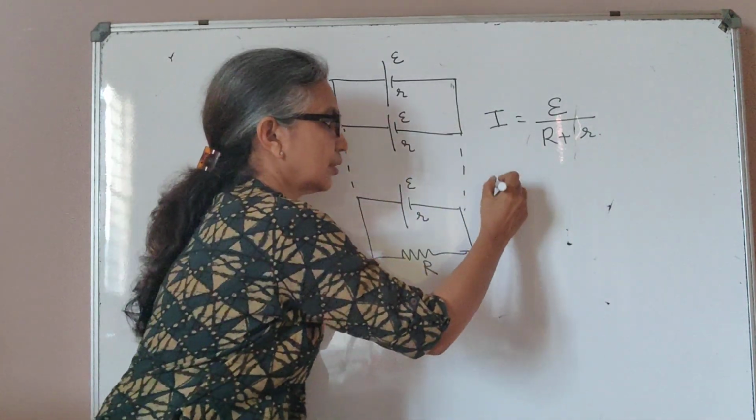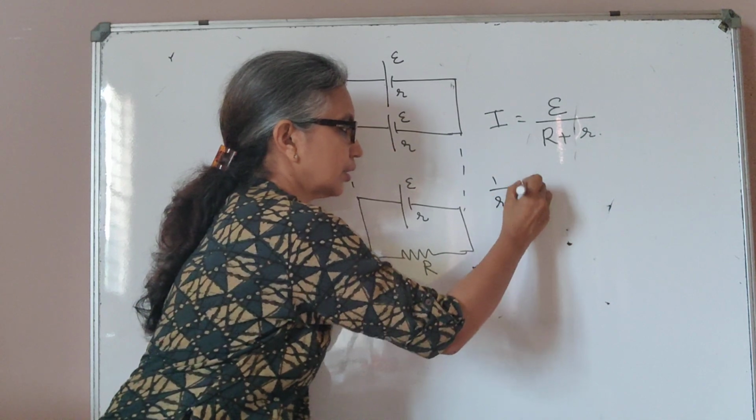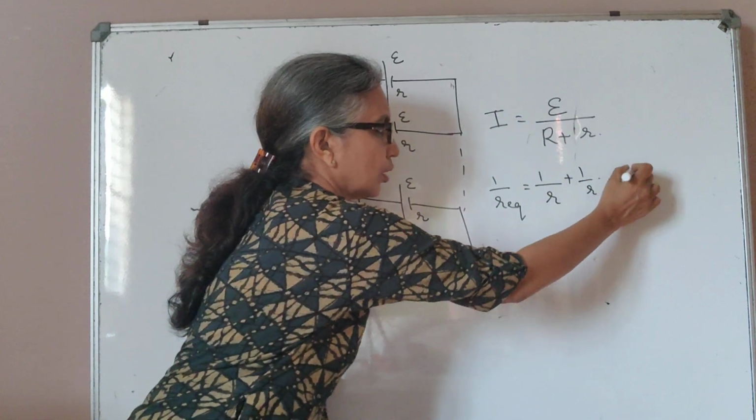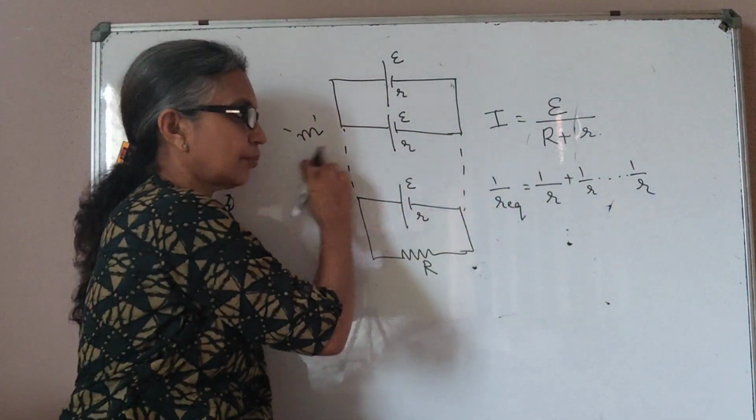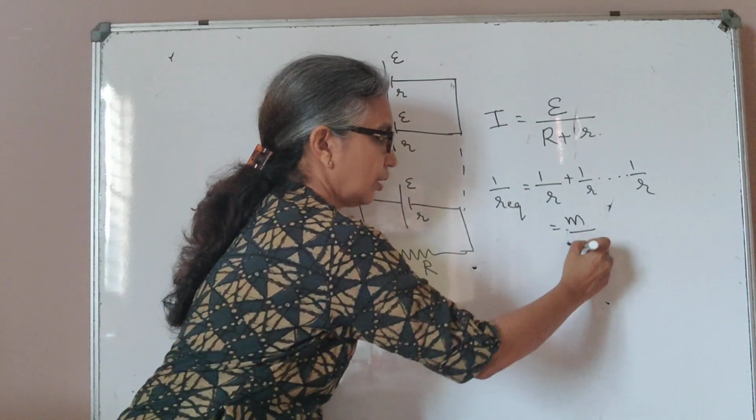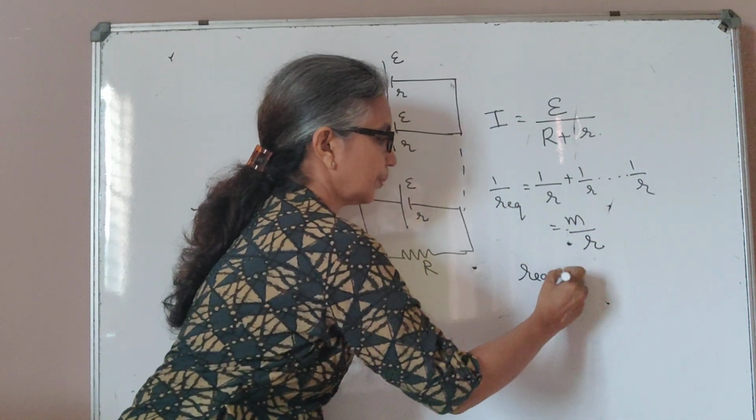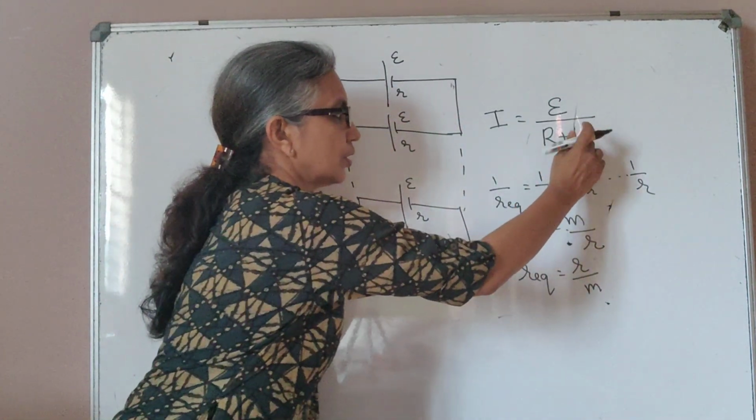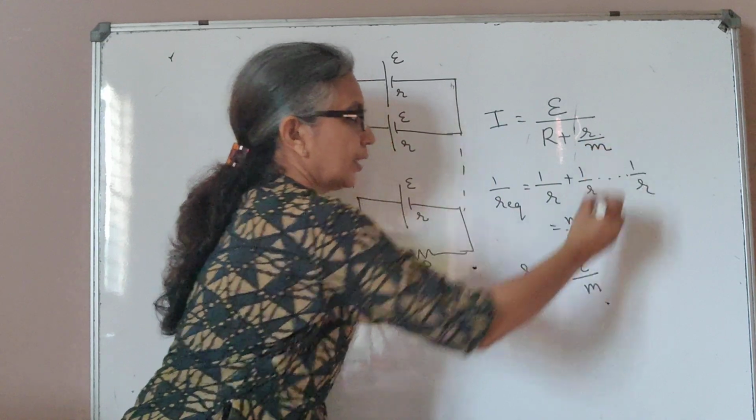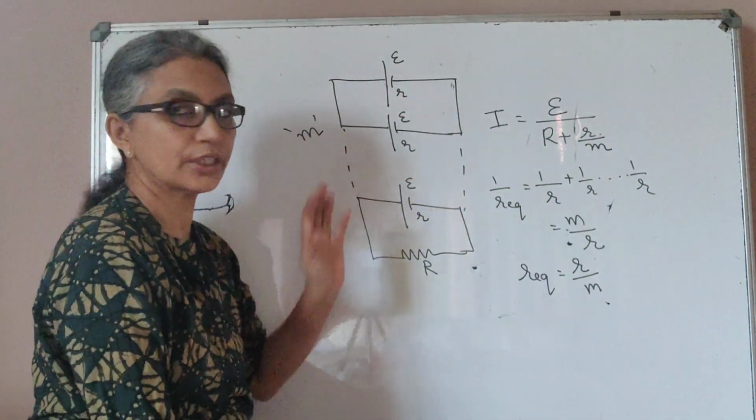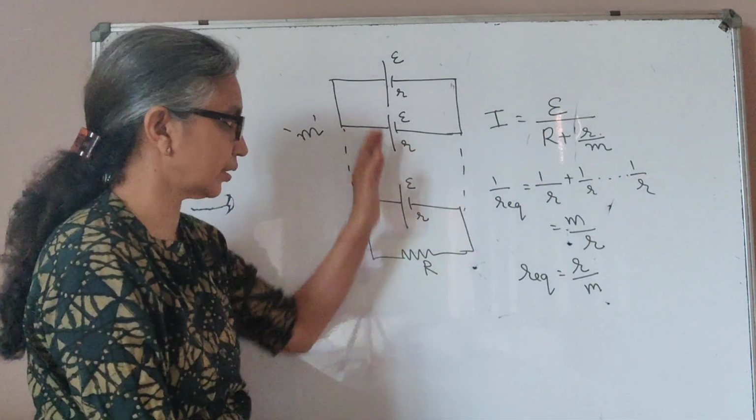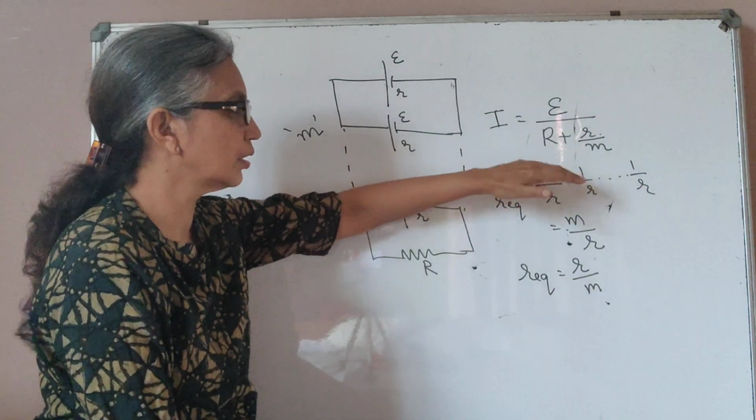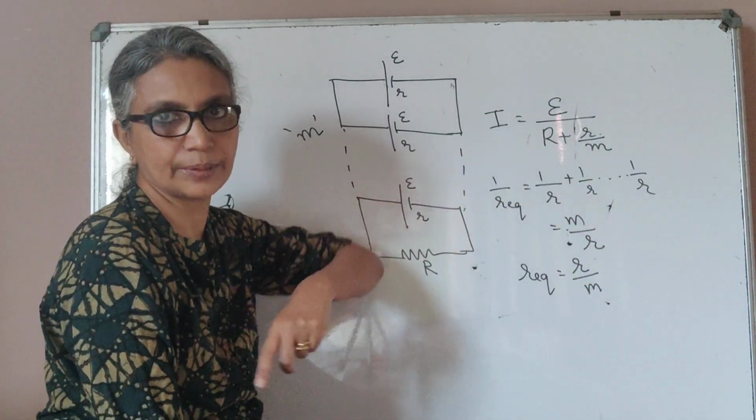This r equivalent, that is 1 by r equivalent in parallel connection, will be 1 by r1 plus 1 by r2 and so on up to m of them. There will be m by r, or r equivalent will be equal to r by m. So this will be replaced with r by m. So the current in a circuit where you have m cells in parallel will be given by the formula EMF, no change, it will still remain as E, divided by R plus r by m.